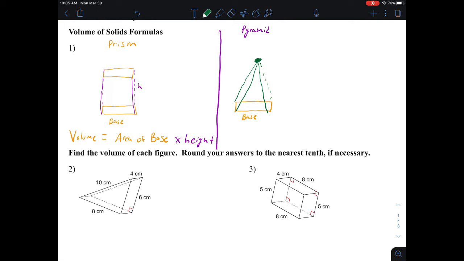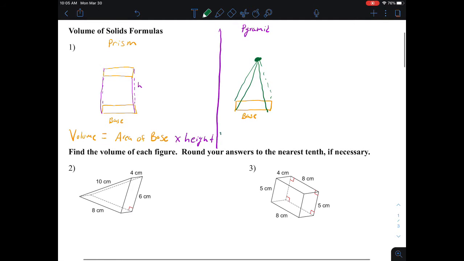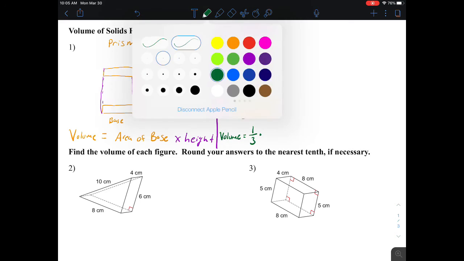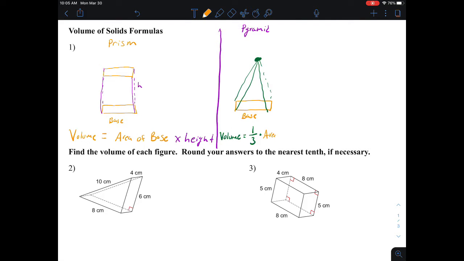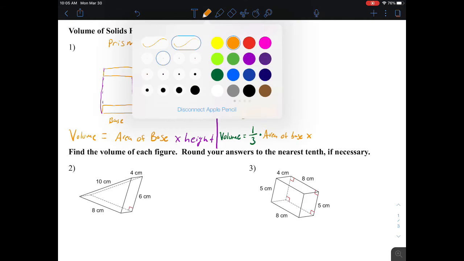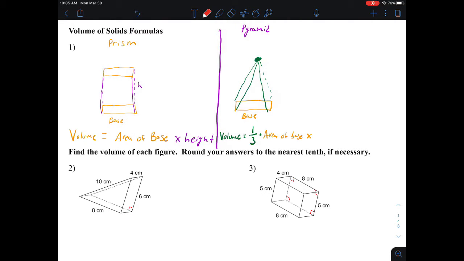And so anytime I have this kind of shape, the way I would find the volume is equal to 1/3 times the area of the base times the height. They will give you the height. The height is the distance the apex, or the top of the pyramid, is perpendicular to the base. So that's how I'd find the volume of a pyramid.